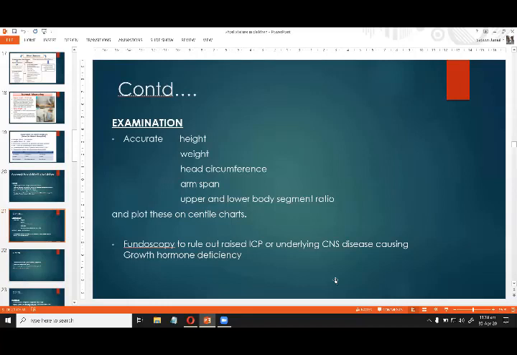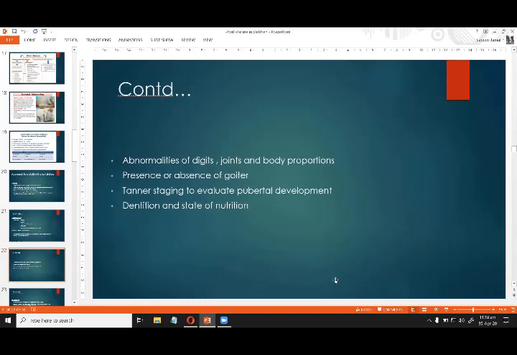You have to do a detailed examination, taking accurate height, weight, head circumference, and arm span, upper to lower segment body ratio, and plot these values on the centile charts. You have to do the fundoscopy to rule out any evidence of raised intracranial pressure or any underlying CNS disease that can cause growth hormone deficiency and ultimately short stature. Abnormalities of digits, joints, and body proportions, presence or absence of goiter, the staging to evaluate pubertal development, and dentition and state of nutrition of the child are very important to be assessed.